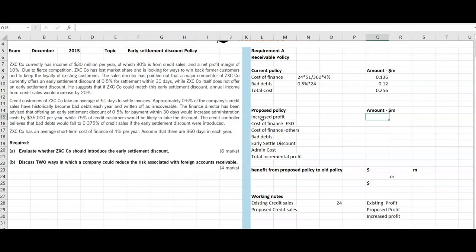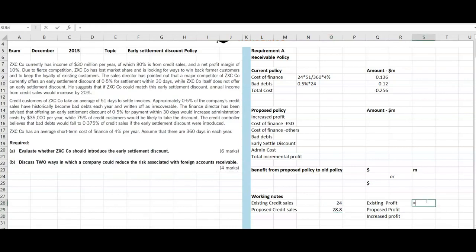So in the proposed policy, first we'll find out the increased profit, because they say that if we are going to introduce early settlement discount, the sales will increase. So that has been given here. He suggests that if the ZCO could match this early settlement discount, annual income from trade sales would increase by 20%. So our sales would go up by 20%. So we'll take it as into 120 percentage. Okay, we will add the percentage. So that comes to 28.8.